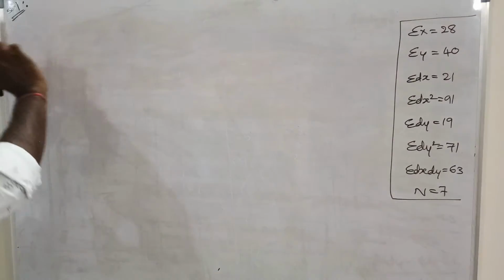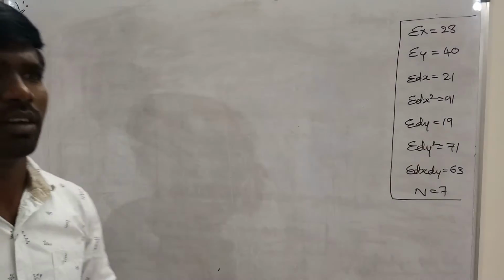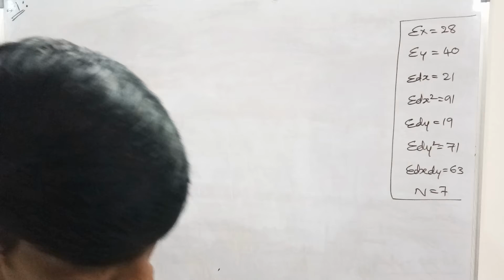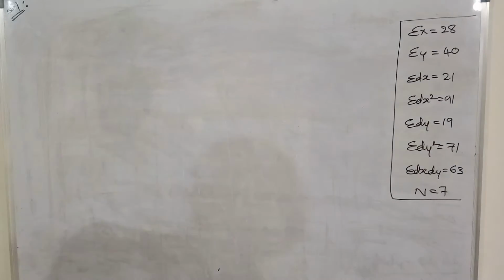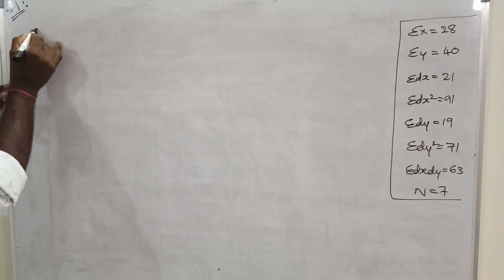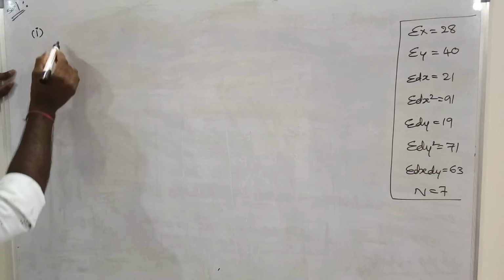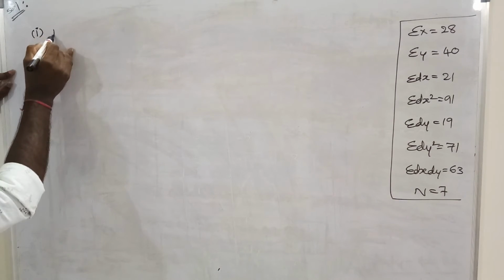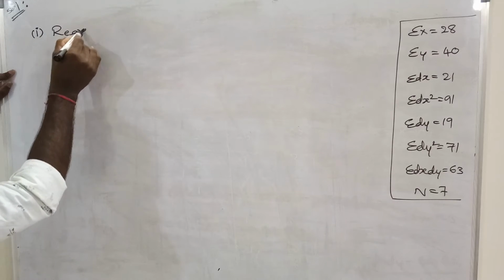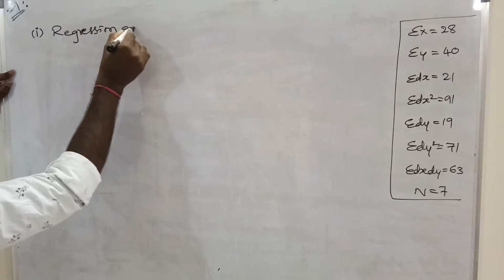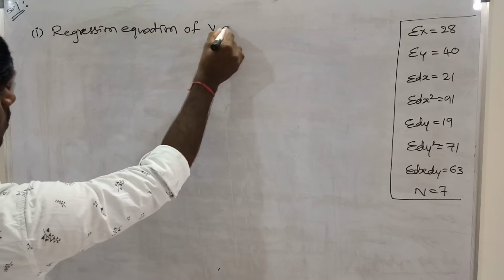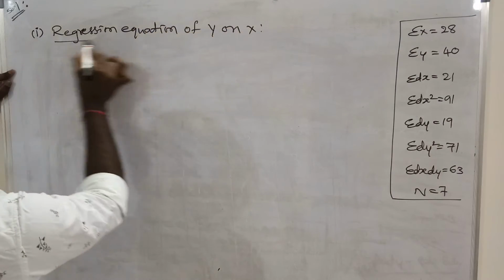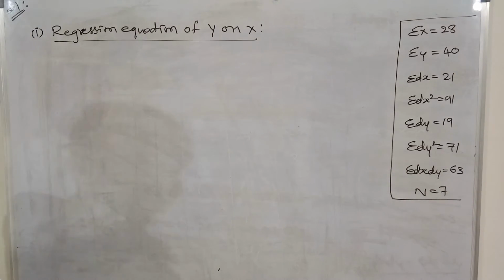Right. Remember, first fit a straight line of y on x. Fit a straight line of y on x. So, one condition you need to know. The other condition is to find the regression equation of y on x.